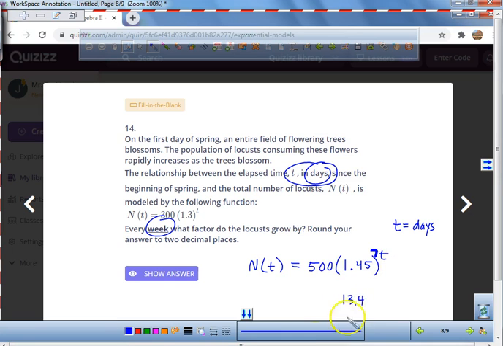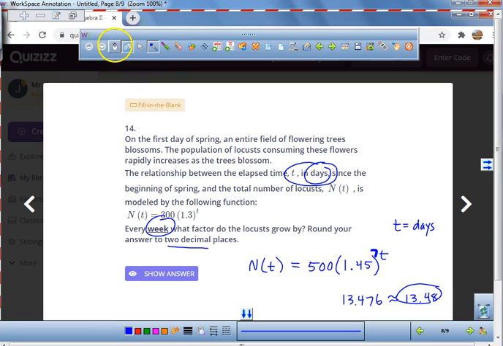Did I say it right? Yeah, 76. If I had to round it to 2 decimals, what would I do for mine? I'd put 13.48, and that's what I would type in for my answer. So if I'm going from days to weeks, all I got to do is change it from a t to the power of 7t. And then you just use your calculator and round correctly.